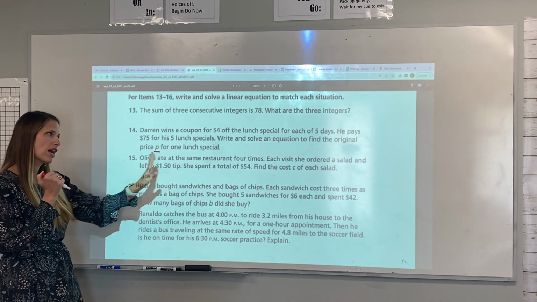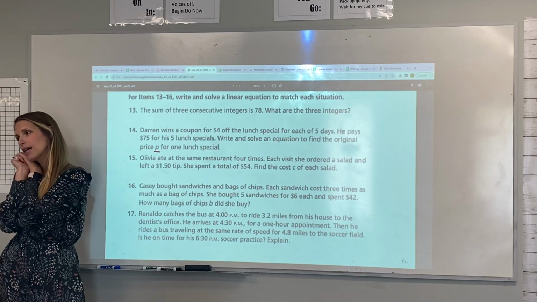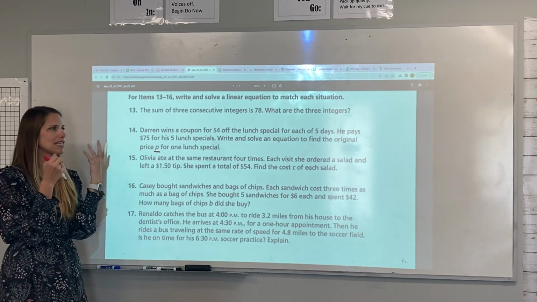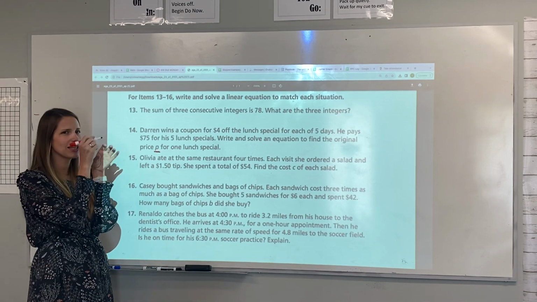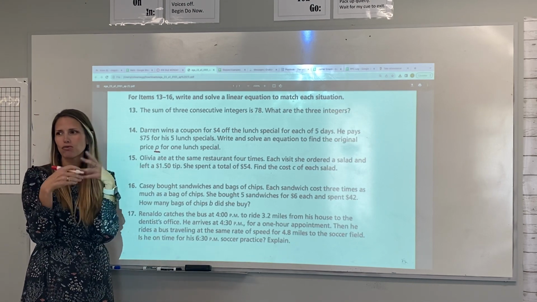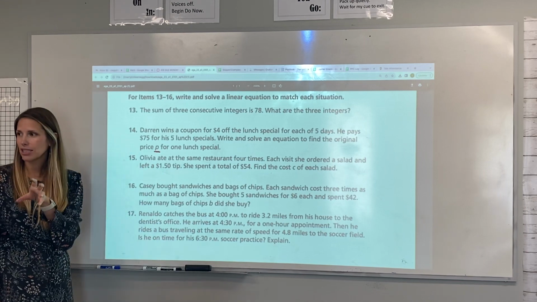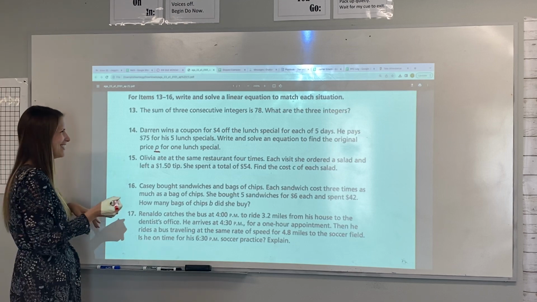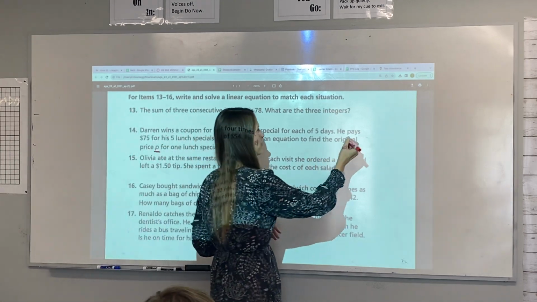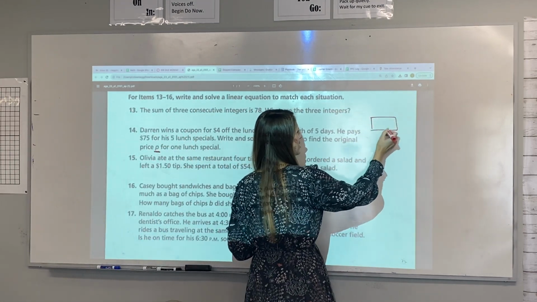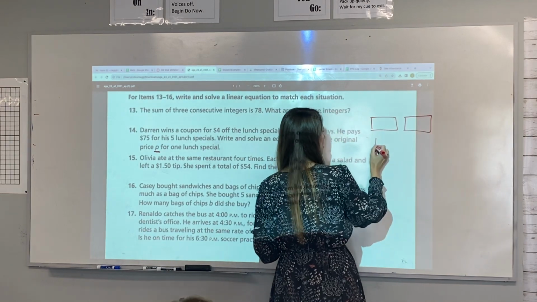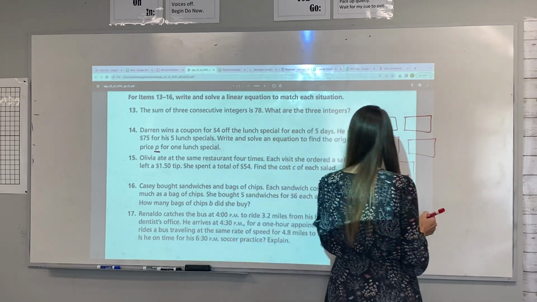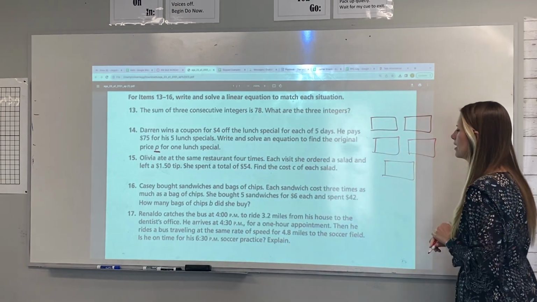Even though it just says write and solve an equation, you know how I like to draw my math problems, right? Especially when it's an easy thing, like it's 5 days, so I can make a box to represent the price for each day. Okay, so I'll do it over here. This is the price, this is the price, this is the price, this is the price, and this is the price. So this represents each day that he paid.